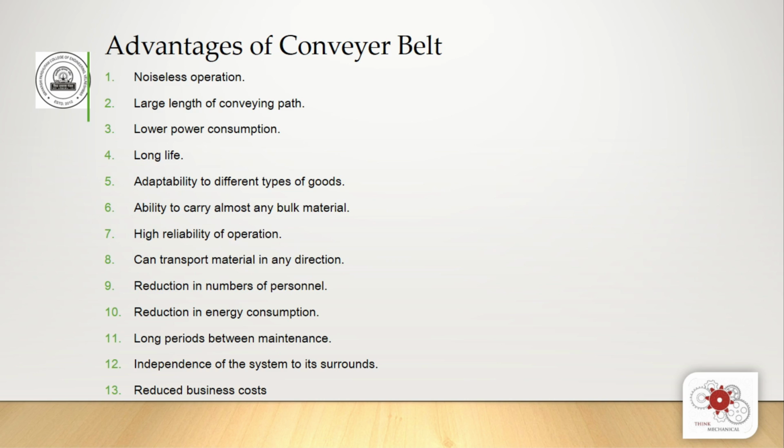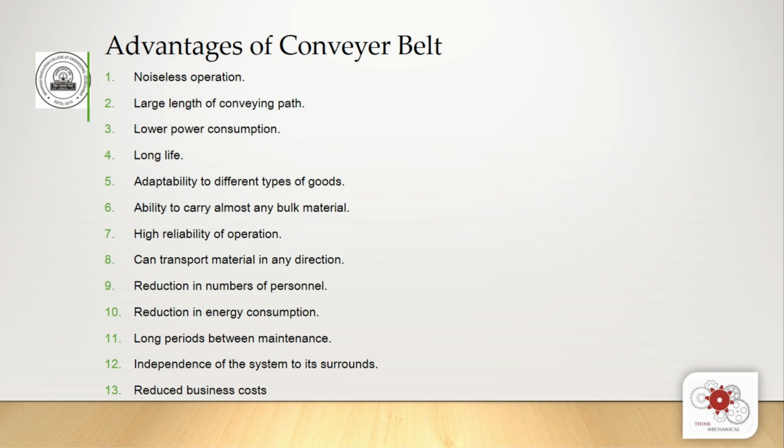Then power consumption is very much less as compared to human material handling. Then life is longer because it is a continuous material transportation from one point to another point. To have a human for this material handling is very time consuming as well as a cumbersome job. So belts are preferred over manual material handling. Then adaptability to different types of goods.